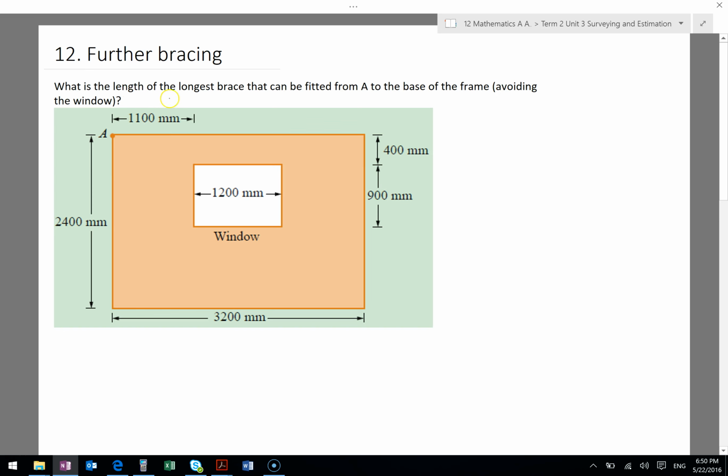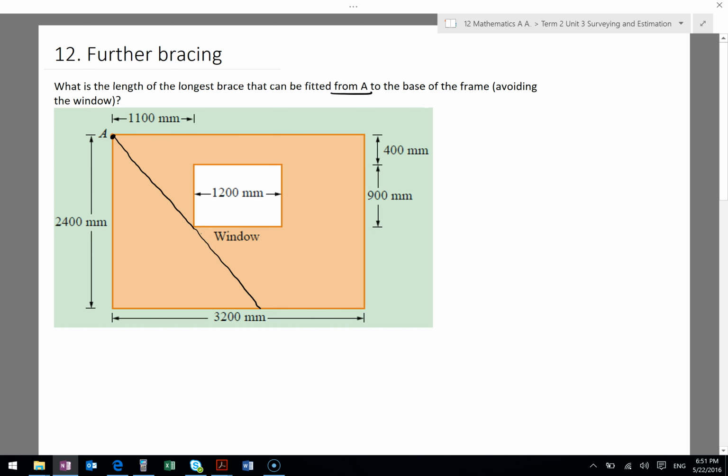So what's the length of the longest brace that can be fitted from A to the base of the frame, down to the base, avoiding the window? So that longest possible brace would be the one that would just pass through the corner of that window and go down to the base of the frame. So what we're really asking is, well, first, what's the length of this brace going to be? But before we can do that, are we allowed to brace in that direction?